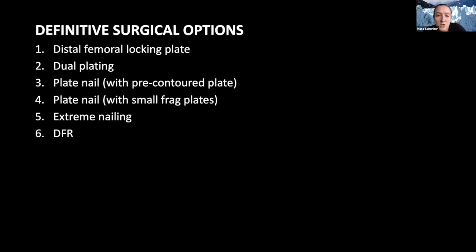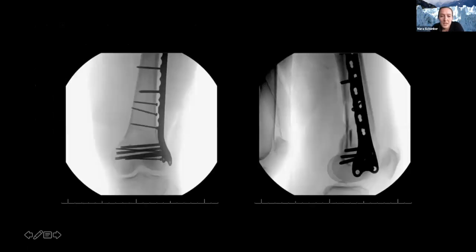Okay, so these are a little bit more split, 53%, so still about half love the distal femoral locking plate, 18% say dual plating, 12% plate nail, and 12% extreme nail. So that's what he got.